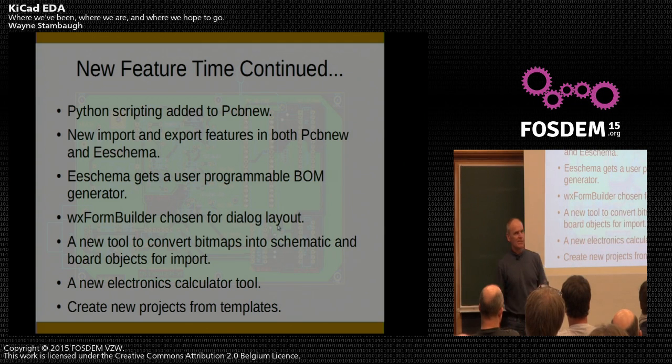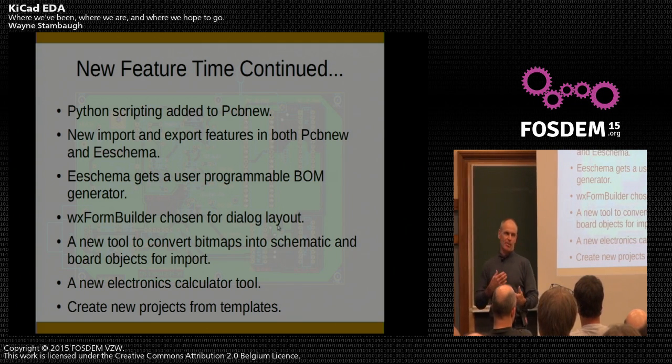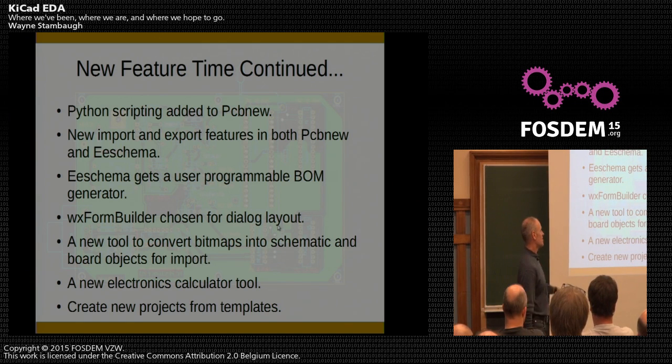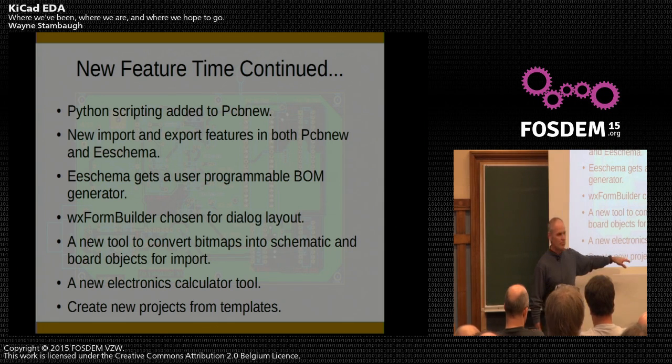We have a tool where you can take a bitmap and convert it into both board and schematic objects, so you can put images in your drawing. You can also do bitmaps directly in Eeschema. They don't really mean anything on a PC board. There's an electronics calculator tool that's pretty basic, but it gives you your basic electronic stuff. It's nothing fancy. And then we added templates.